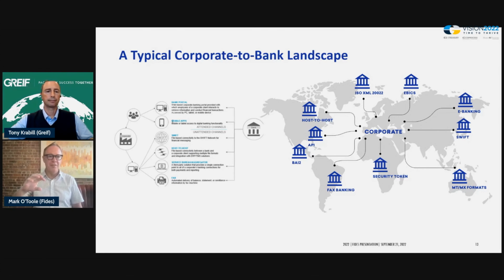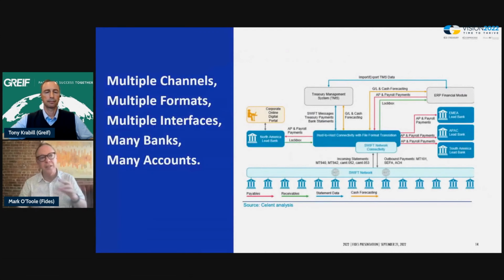And in fact, just to give you a little sense of the complexity, if we go to the next slide, we'll see all the types of permutations that you could get stuck with, the more complex it gets for an organization. You have a lot of different channels and a lot of different formats. Maybe you're managing multiple interfaces between your ERP and your TMS and your HR system or any other plethora of systems you may have around your organization. Obviously, within all of that, possibly managing many banks and many accounts.